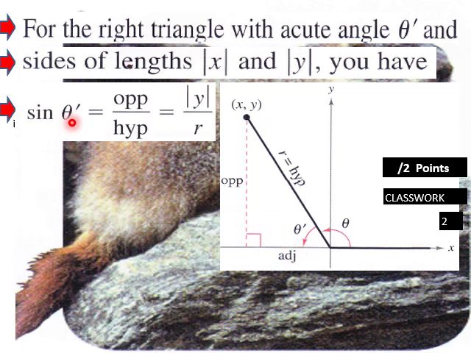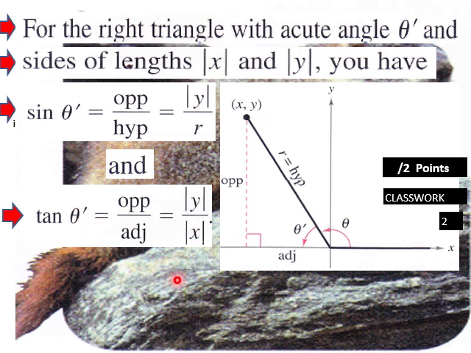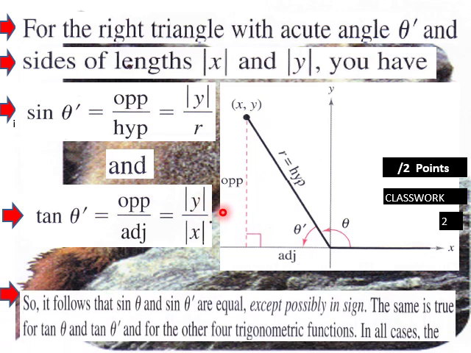So sine theta prime equals opposite over hypotenuse, which equals your opposite side over r, so it'll be the absolute value of y over r. And tan theta prime would equal opposite over adjacent. Even though x is a negative value here, the distance is not negative. It has an absolute value. And the same thing for your y coordinate up here. This leg would be the absolute value of y over x.